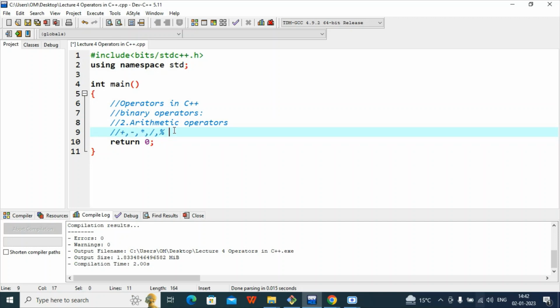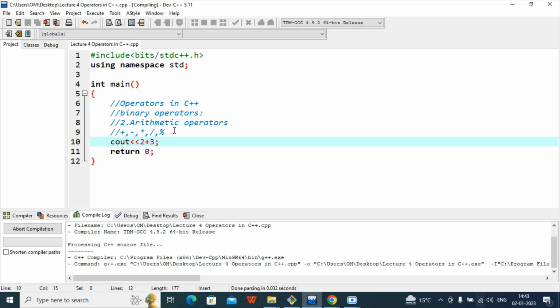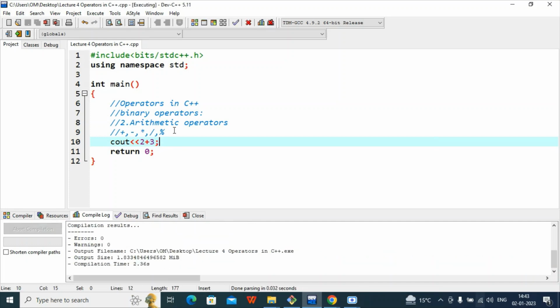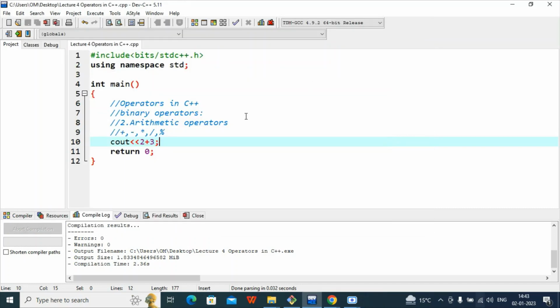Let us perform some calculations with these to see how they work. If you want, I can print also, right? Otherwise you will think I'm not showing you the output, I'm only commenting it off and doing it. Okay, so first is the plus operator. We can add anything, like we can add two float values also. We can do 2 plus 3 as a simple calculation. Let us run it. Okay, it is giving you 5, right?